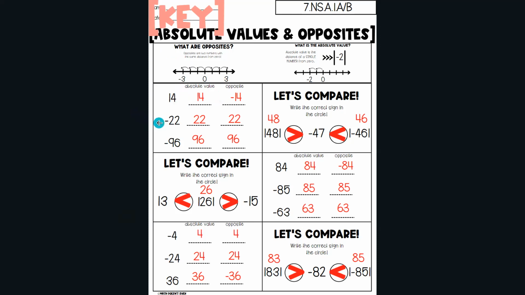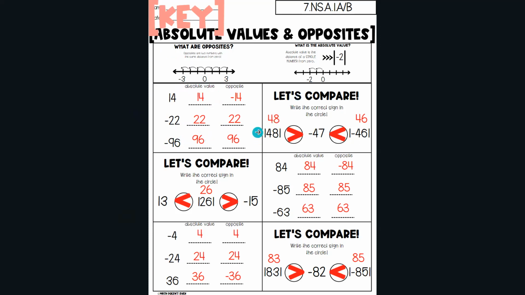left. Negative 22 has an absolute value of 22, and its opposite is 22. Negative 96 has an absolute value of 96, and its opposite is 96.